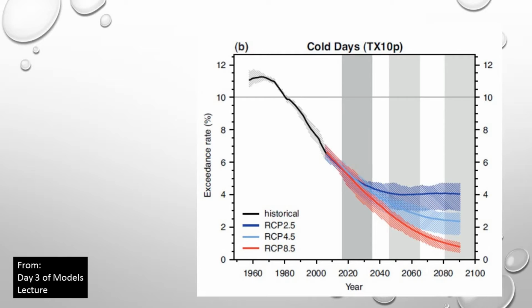But in fact, that's exactly what the models don't say. The models are saying that the amount of cold days is actually going to diminish greatly on different RCP pathways.